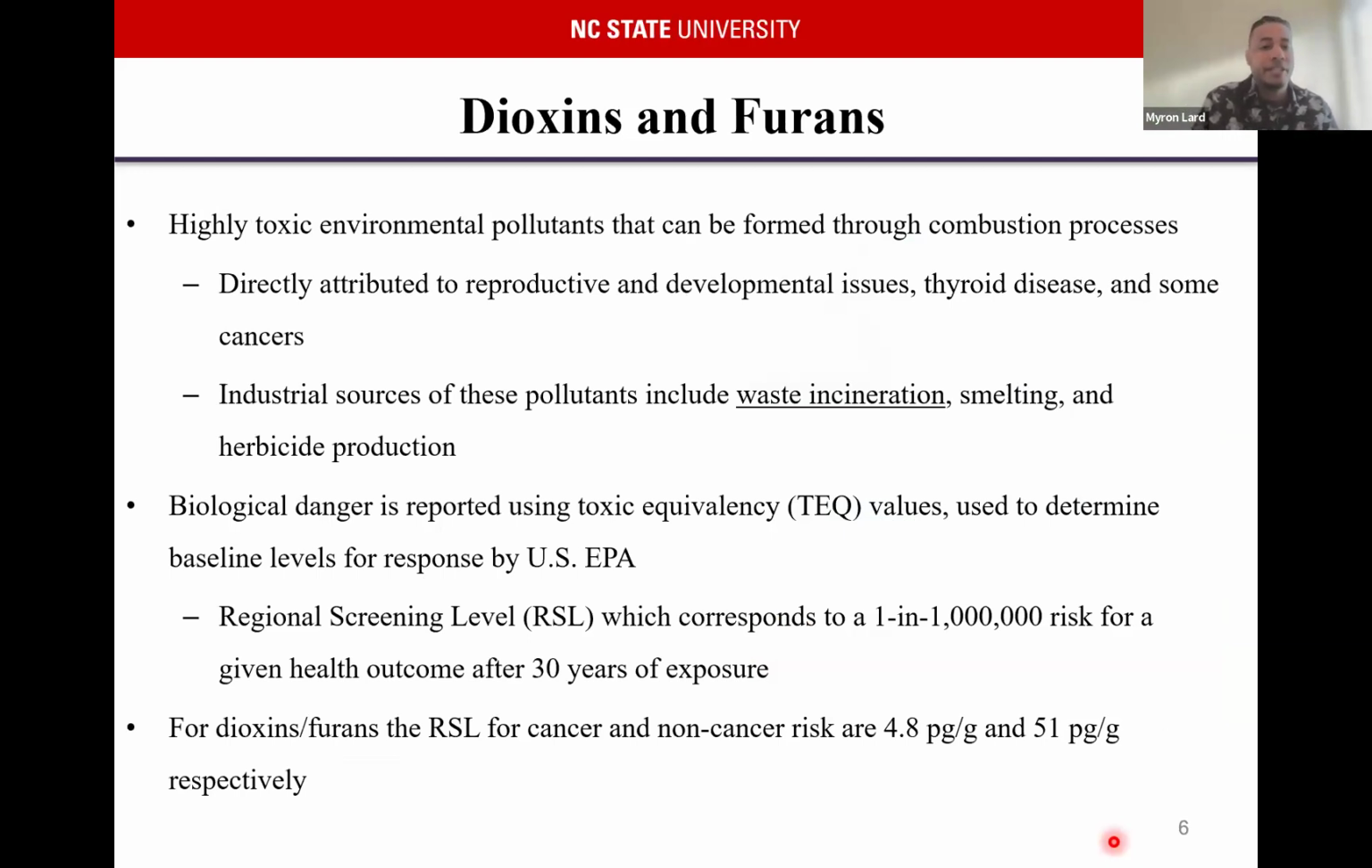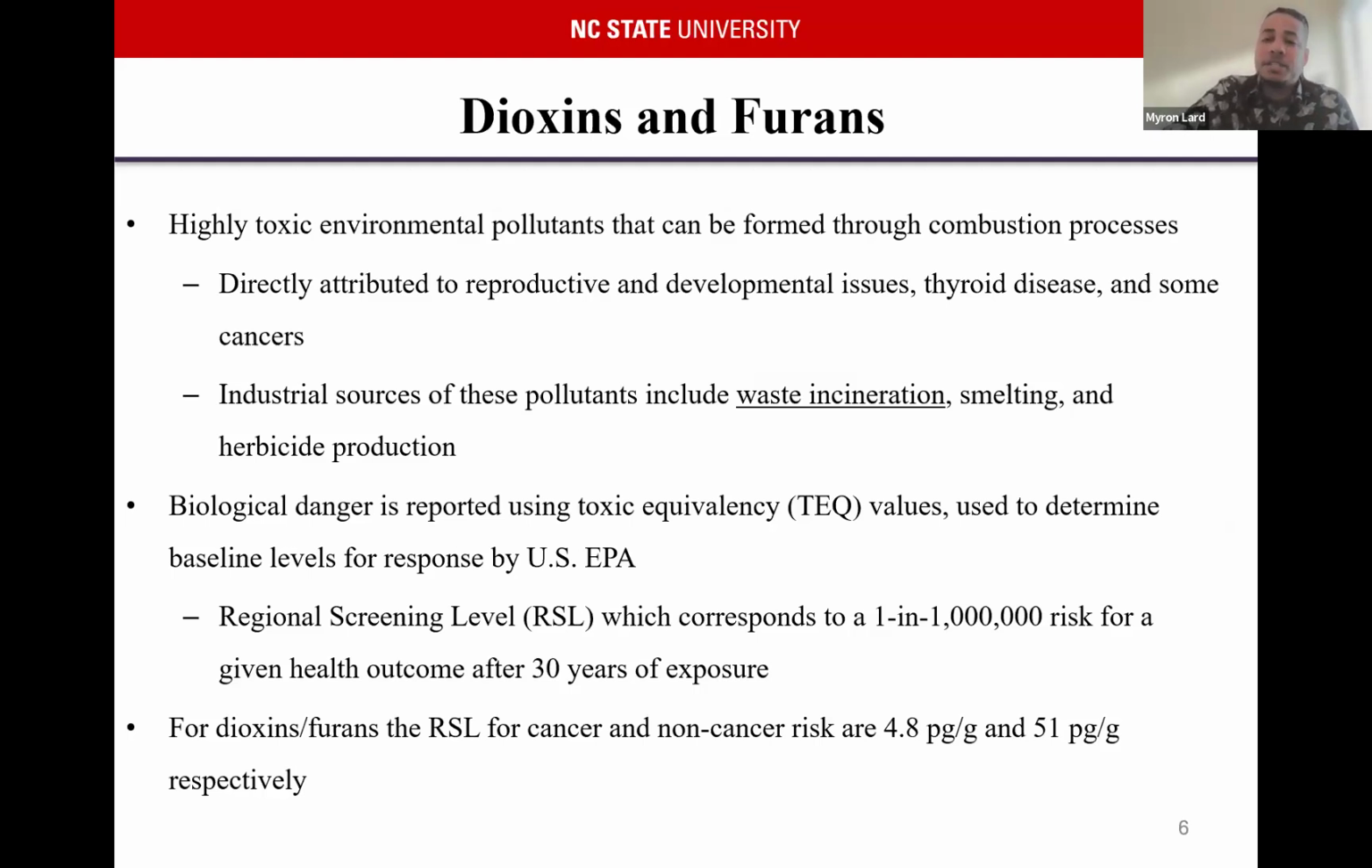Starting with dioxins and furans. These are highly toxic environmental pollutants that are commonly formed through combustion processes, which have been directly attributed to developmental issues, cancers, and thyroid disease. Industrial sources of these pollutants include waste incineration, smelting, and herbicide production, but we're mostly focused on the waste incineration here in this presentation.